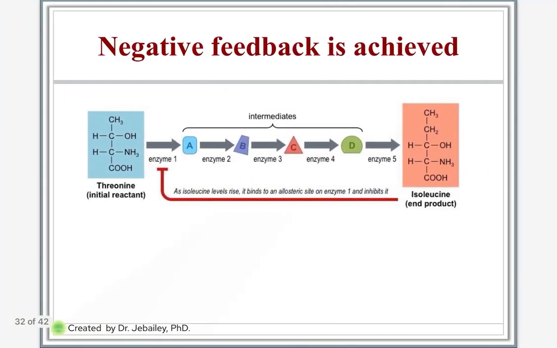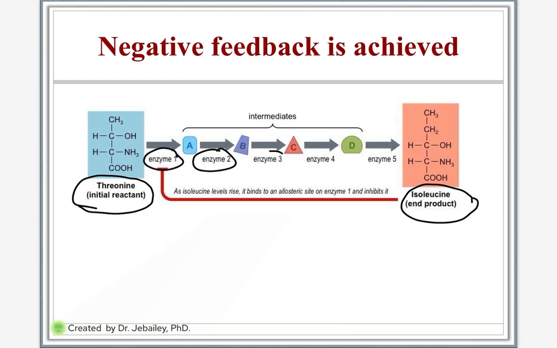So here is the process. One of the requirements in IB is that you know this chemical reaction, where you have the initial reactant, which is threonine, and the final product, which is isoleucine, and in between them, you have enzymes 1, 2, 3, 4, and 5, and you have the intermediates A, B, C, and D as the intermediate products.